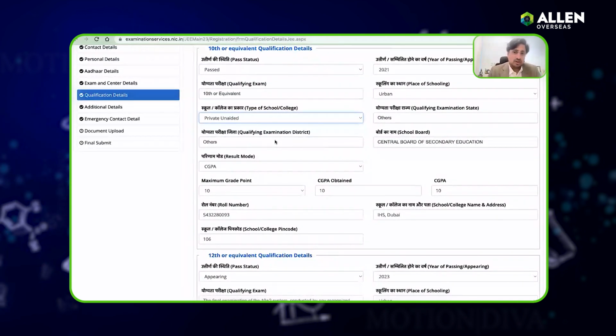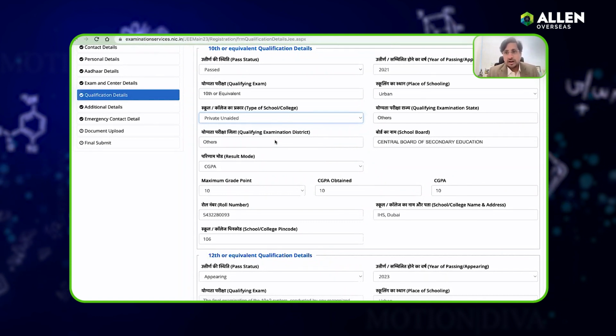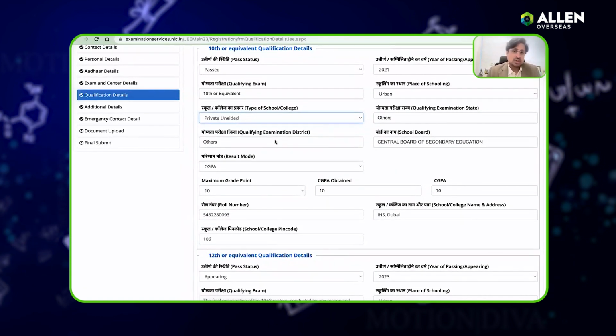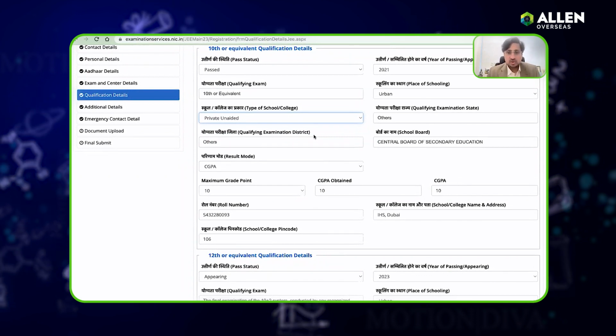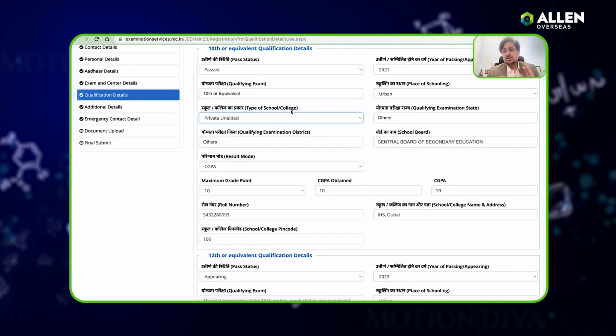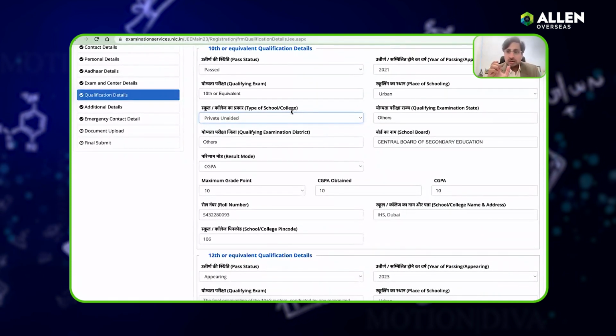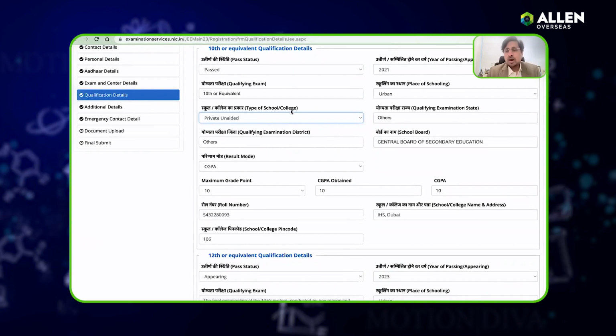Yes. So if you have given your 12th examination in 2022, of course your 10th would have been given in 2020. So that way you have to fill. Don't worry about that, because whatever year of passing is written in your 10th mark sheet, that you have to fill here.